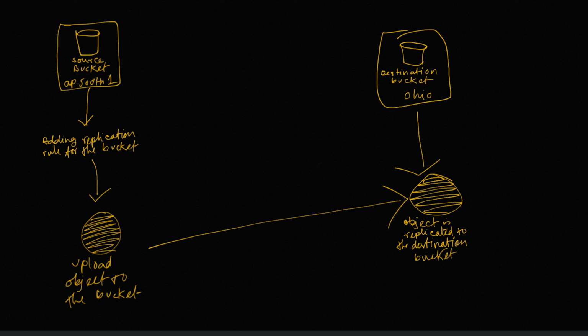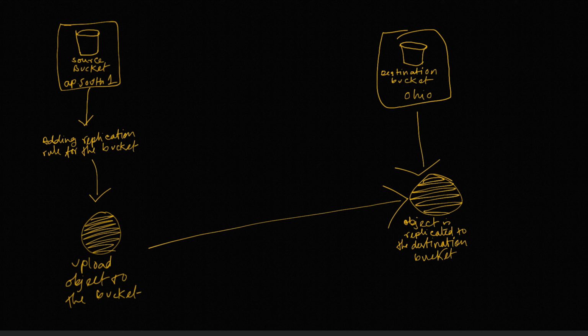So let's see the architecture of the walkthrough that I'm going to display in this video. Let's say this is our source bucket that is hosted on AP South 1, which is the Mumbai region, okay? Then I'm going to add a replication rule for this bucket, and then I'll upload an object to this source S3 bucket, okay? And then I'll replicate that object to the destination bucket, which is in Ohio. When that replication is successful, I'll send a message to SQS saying that this bucket replication is successfully done. So this is how I'll go through this walkthrough.